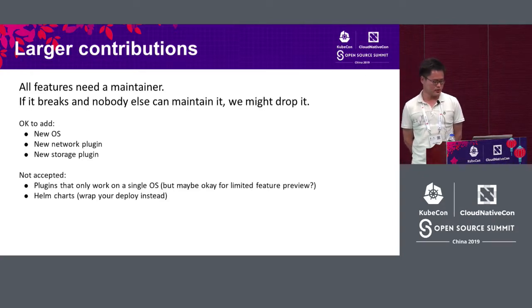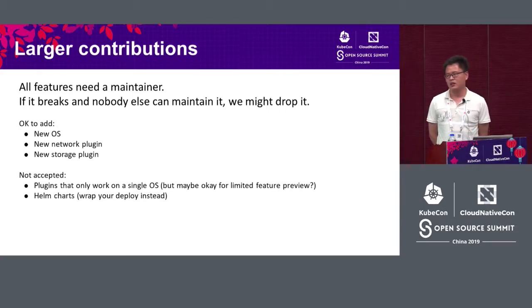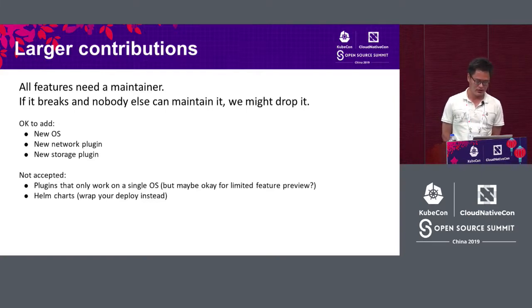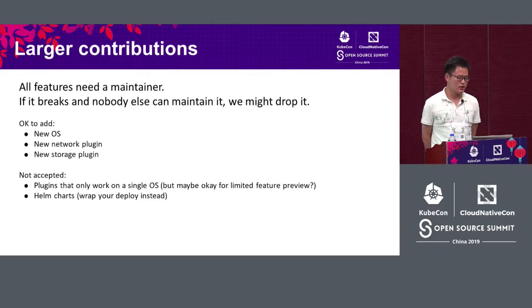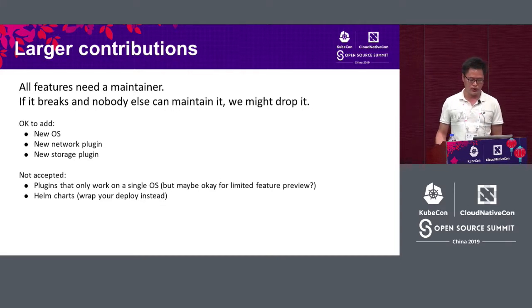If it's a plugin that only works on a single OS, we don't accept that. And also Helm charts, we don't accept that. The deployment of Helm charts, for example, if you want to install EFK or other software on the production cluster, you cannot just use one step to satisfy all of the requirements. It's impossible. So now Kubespray is more about lifecycle management. And if you submit a feature, for example, a network plugin, then you can add your name to it and you maintain it. If nobody maintains it, and if it's faulty, then we may waste it.